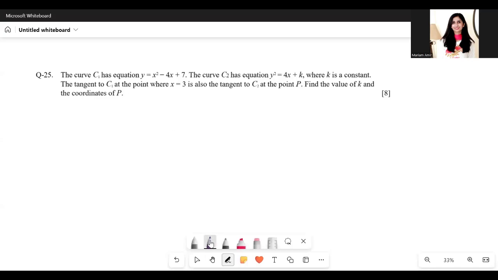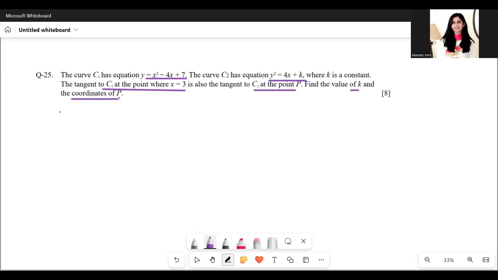Here's another question which says the curve C1 has an equation y equals x squared minus 4x plus 7, and a curve C2 has an equation y squared equals 4x plus k, where k is a constant. The tangent to C1 at the point x equals 3 is also tangent to C2 at point P. Find the value of k and the coordinates of P.